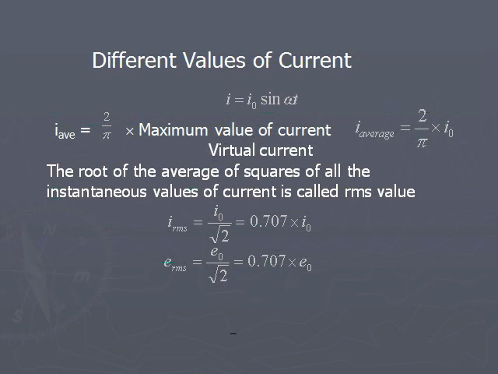We get a similar relation for the RMS value of the EMF. It is also equal to E0 by root 2, that is 0.707 times the peak value of EMF, E0.